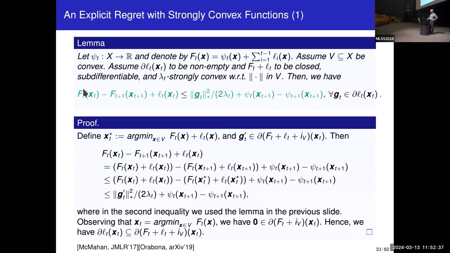Now, the 3 terms there in green, if the sum of the functions that I observed plus my regularizer are strongly convex, can be upper bounded by the subgradient squared in dual norm divided by 2 times the strong convexity, plus a term that depends on how your regularizer is changing over time. This psi, we call it the regularizer, and this is psi evaluated in 2 different points. I will skip over this proof because it goes through some annoying convex analysis details. But the thing to remember is that these green terms become basically gradients.